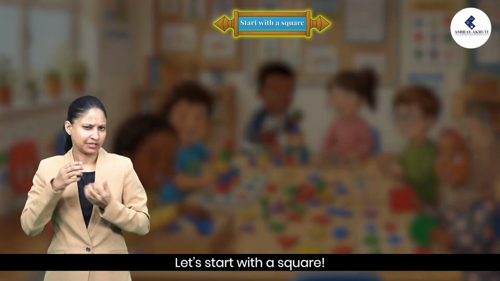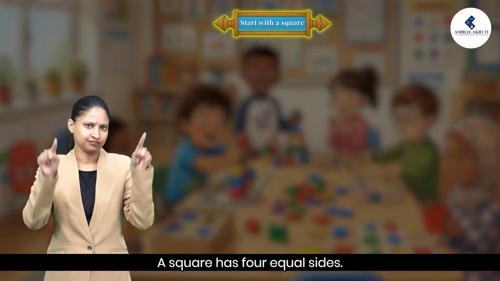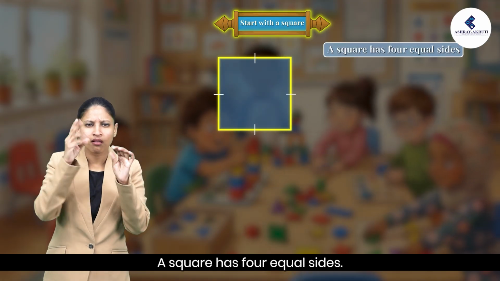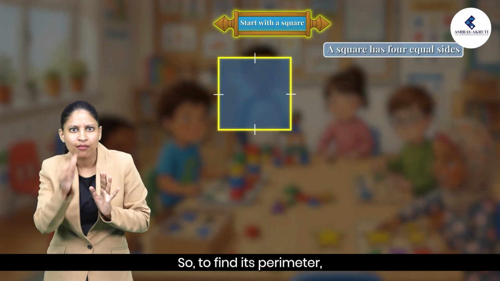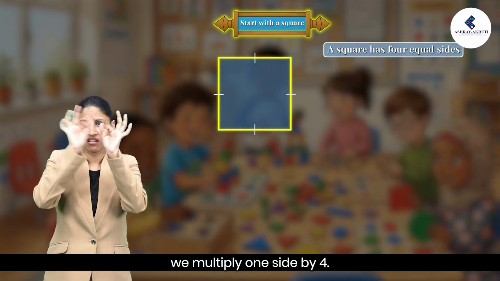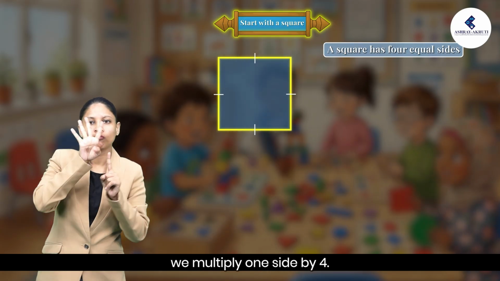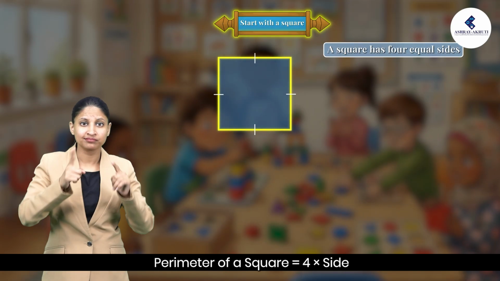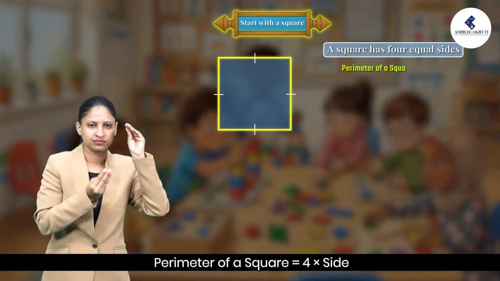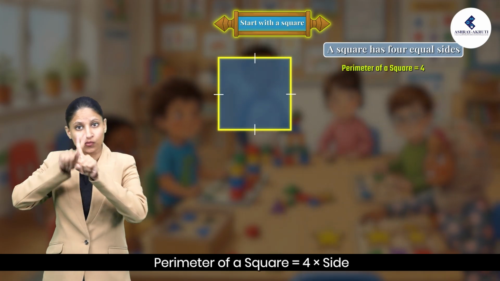Let's start with a square. A square has 4 equal sides. So, to find its perimeter, we multiply one side by 4. Perimeter of a square is equal to 4 into side.